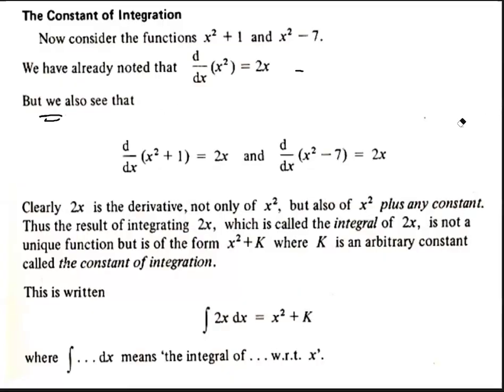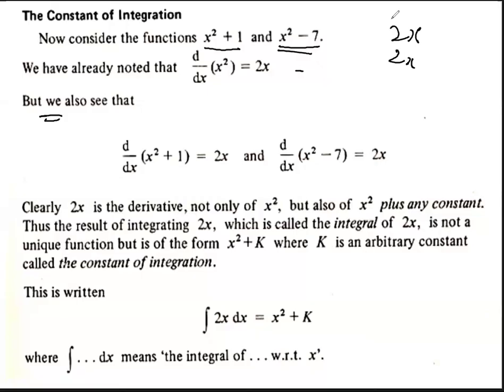All right. Look at these two functions on top here: x squared plus 1 and x squared minus 7. Both of these functions, and of course a million others. If we were to differentiate x squared plus 1, we get 2x. If we were to differentiate x squared minus 7, we also get 2x.